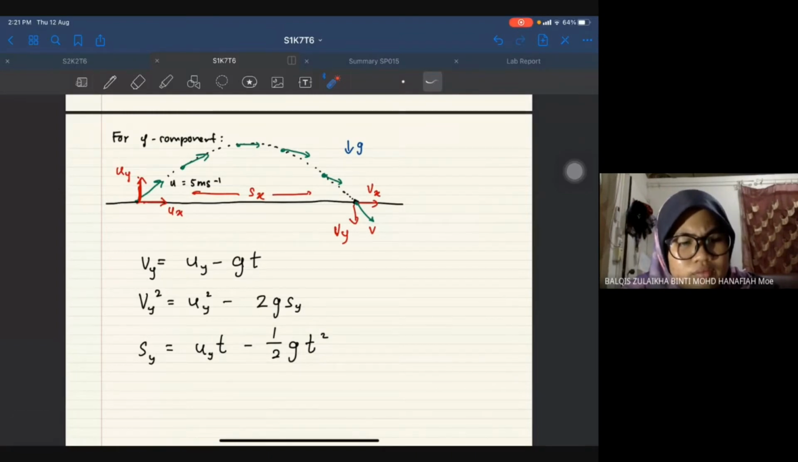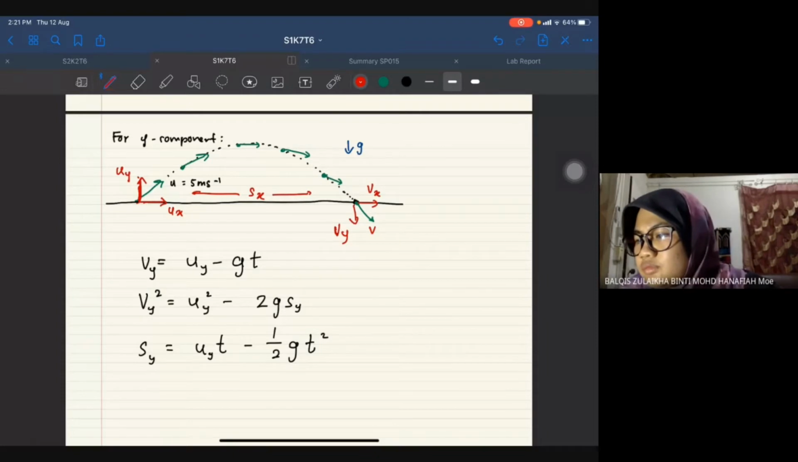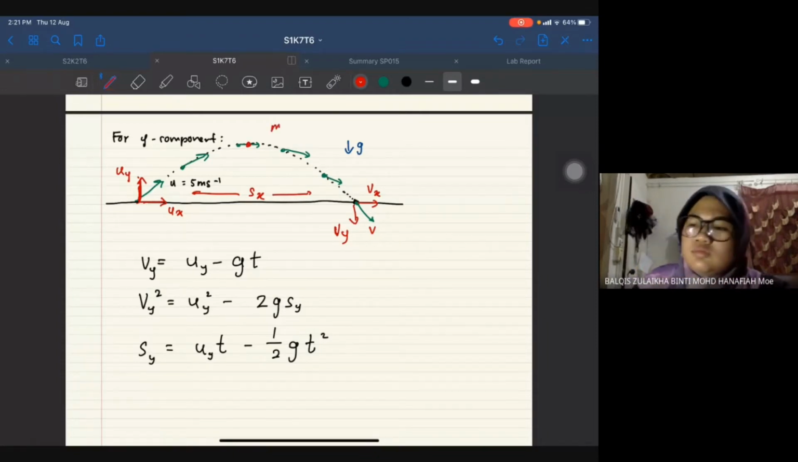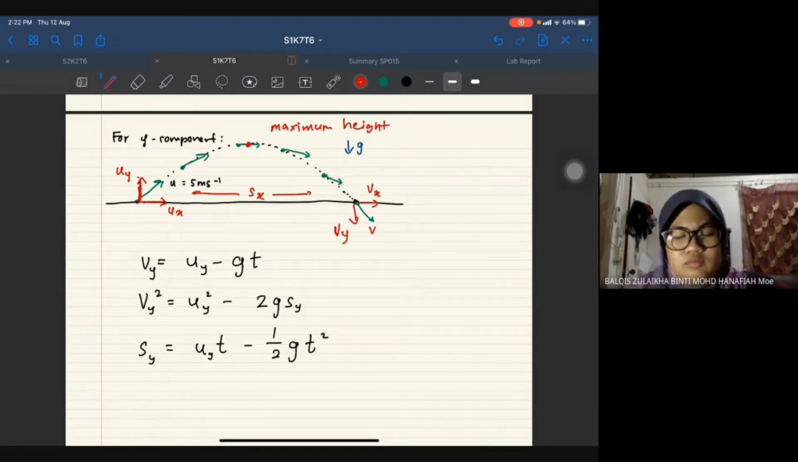Okay, now let's look at this situation. Okay, there's few things yang kamu kena tahu juga. Number one, dekat maximum here. Okay, this is a maximum height position, and at this particular position, Vy is equals to berapa?